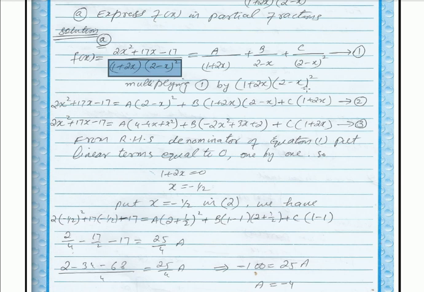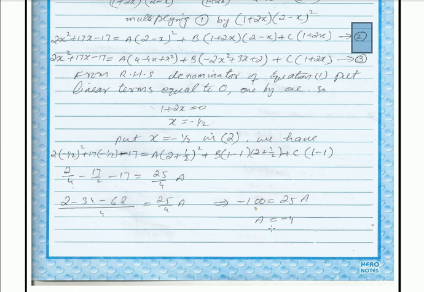By multiplying by 1 plus 2x, equation number 2 is obtained after simplification, and equation number 3 is in the fully simplified form so that we can compare the terms of x squared, x and constant. First of all, we put the linear term equal to 0. The linear equation is 1 plus 2x equal to 0, so x equals minus 1 by 2. Putting x equal to minus 1 by 2 in equation number 2 and simplifying, we get A equal to minus 4.